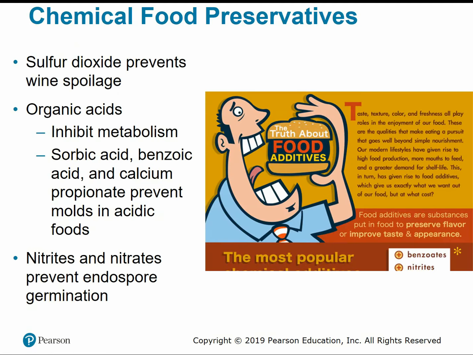Because our modern lifestyles have given rise to high levels of food production, more mouths to feed, and a greater demand for food shelf life, we have also increased use of food additives, these chemical food preservatives. These are things that help preserve flavor or improve taste and appearance in a food, as well as the shelf life. The most commonly used are benzoates and nitrites. Sulfur dioxide can prevent spoilage bacteria in wine. The benzoates, benzoic acid, and nitrates work to prevent endospore germination.